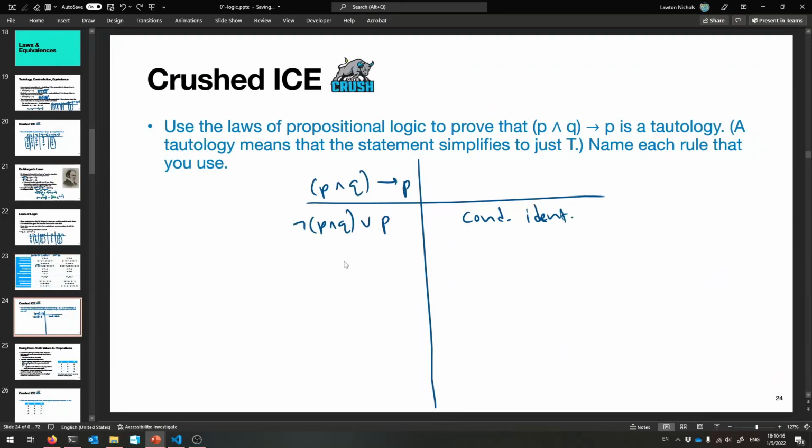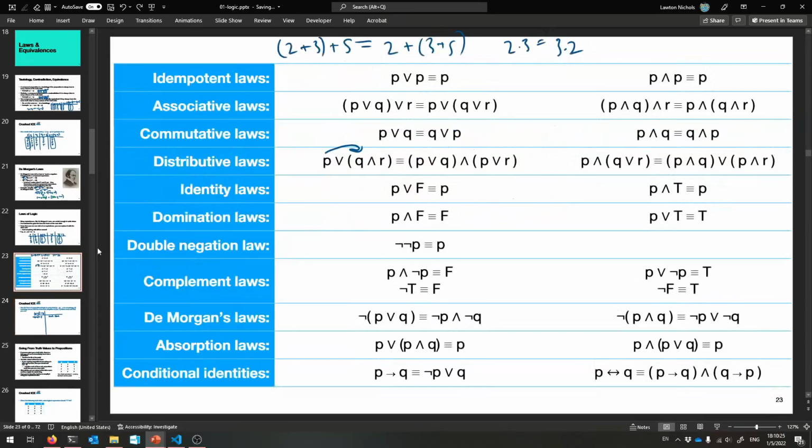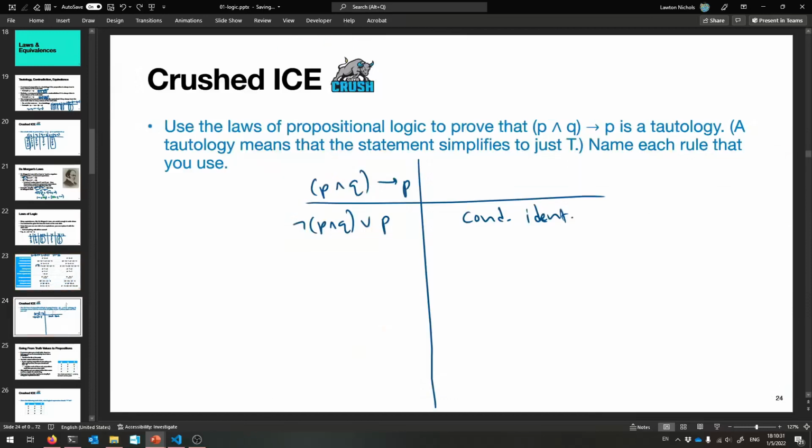Let's see what we can do now. Usually, if you have a negation like this, it's good to push it inwards. So we'll use De Morgan, one of the De Morgan's laws. You don't have to say which one, but we're going to use the one with the and, so we can push that negation inwards. That becomes not P or not Q, or'd with P still. And that's De Morgan.